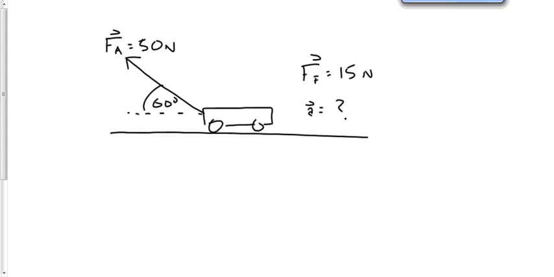Sorry, the mass of this wagon is going to be 10 kilograms. So you need the mass, of course, to find the acceleration. You can find the net force without the mass, but we need the mass to find the acceleration. Okay, let's do this question. What do we see here? What do we see first in this question?